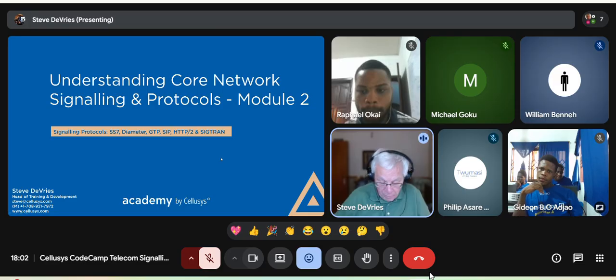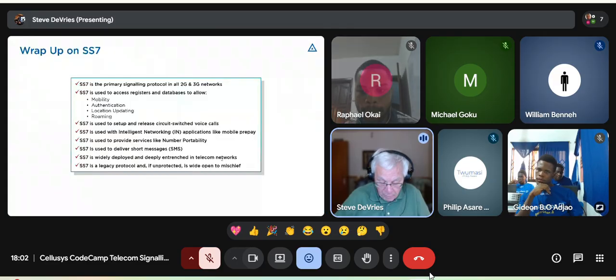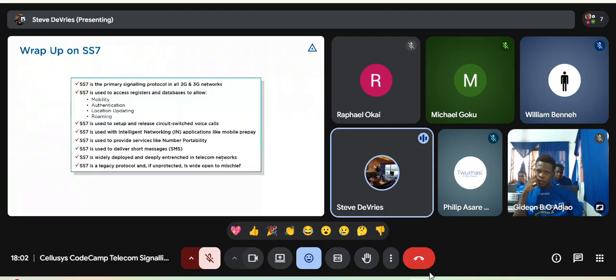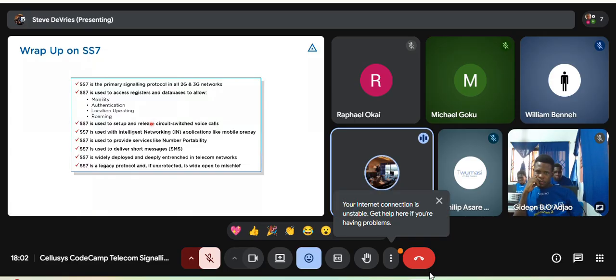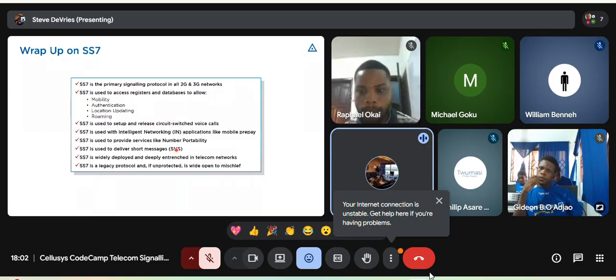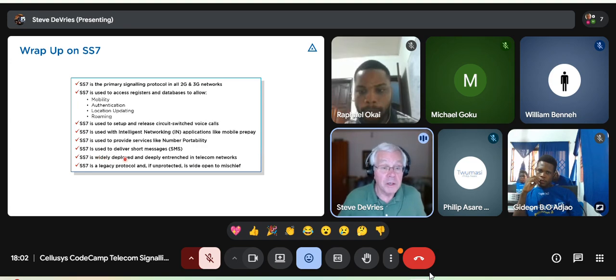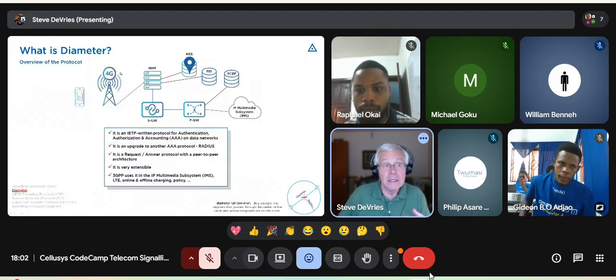So we finished up talking about wrapping up on SS7. SS7 is used in all 2G, 3G networks, and it does these things. It's also used to set up voice calls. It's also used for other applications like number portability and short message service. Very widely deployed and very deeply entrenched inside these networks. And it's a legacy protocol, as are these other protocols.